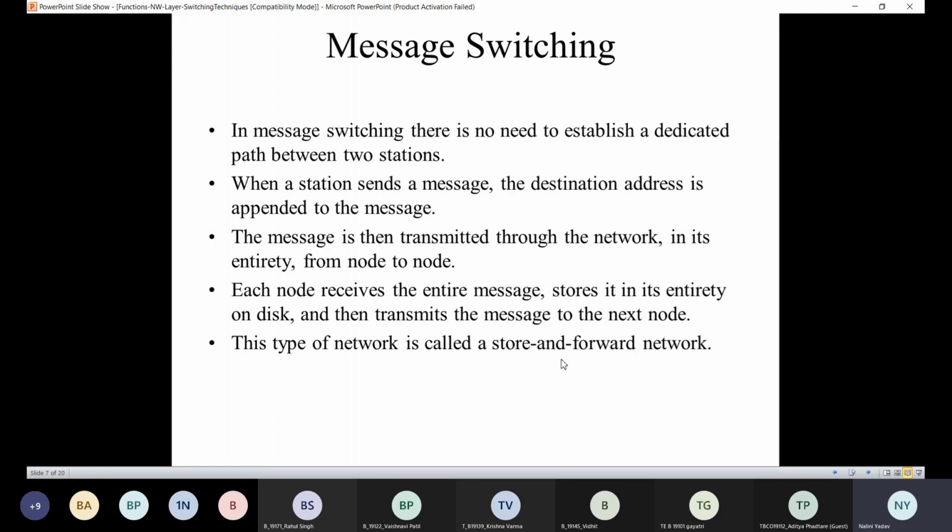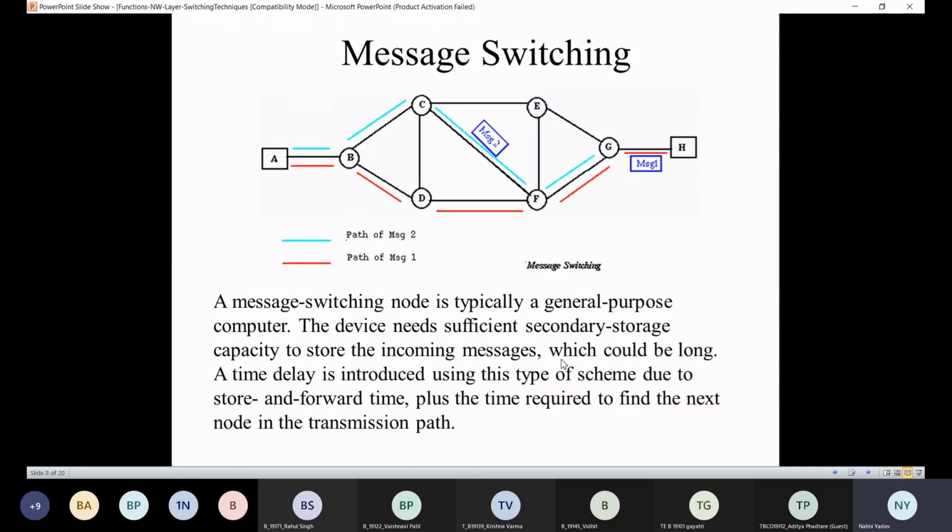So each node receives this message, stores it on its disk, and then transmits the message to the next node. This type of network is called a store and forward network. So what do we do in message switching? In message switching, whichever node receives the message stores that message on the disk and then transmits the message to the next node. So that's the reason we say it is a store and forward network.